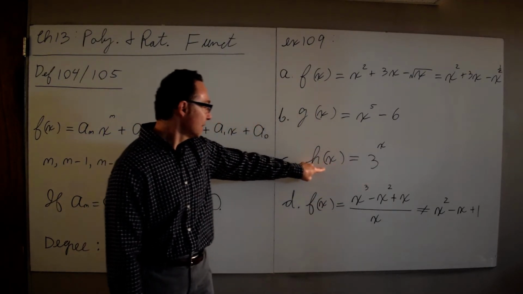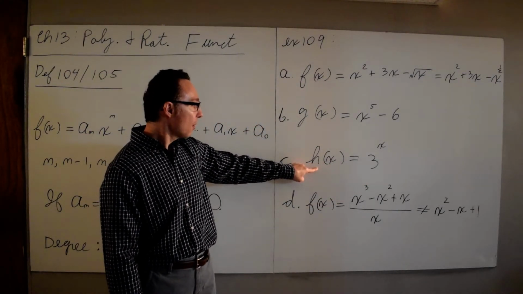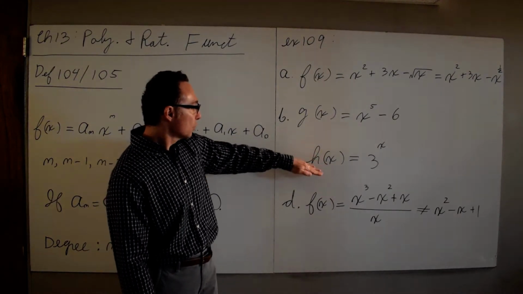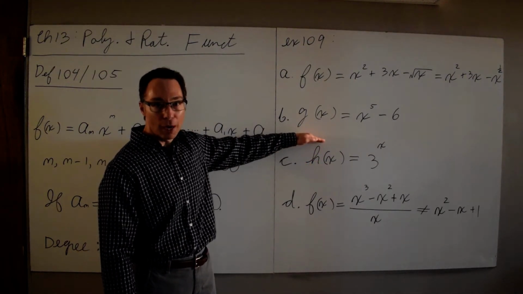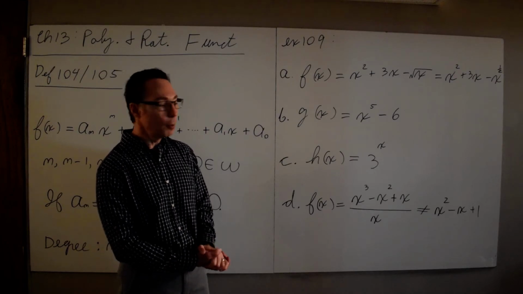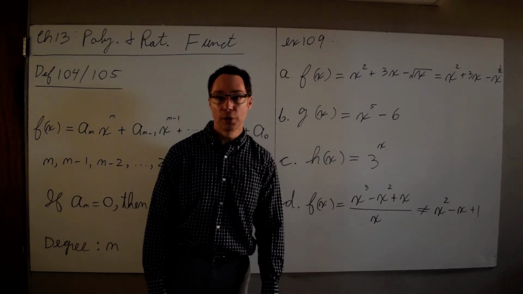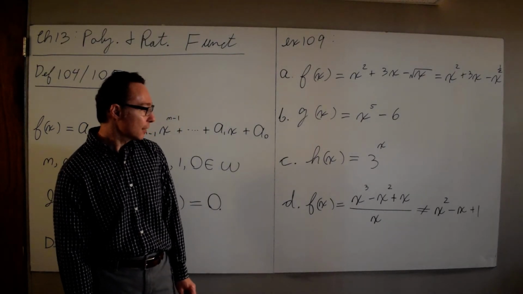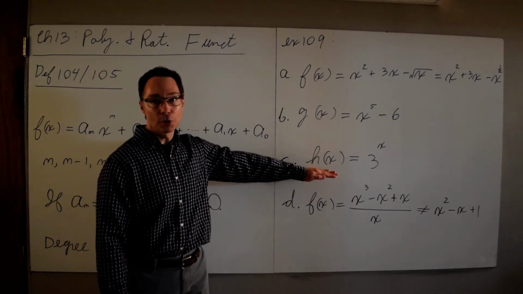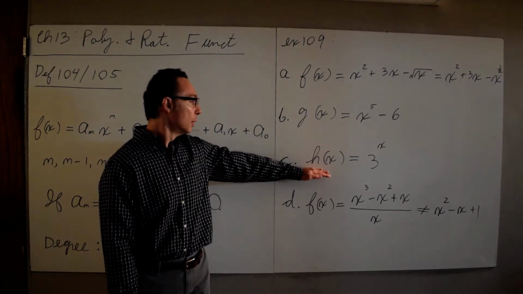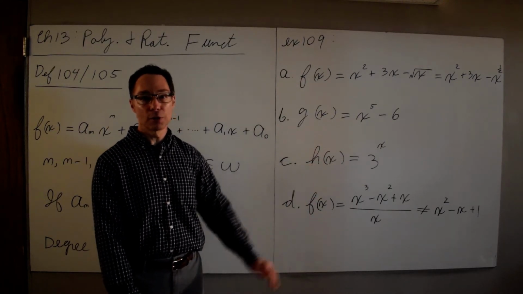This function is not a polynomial. If this were x to the 3rd power, it would be a 3rd degree polynomial, but it's not. It is what we call an exponential function. So we have 3 to the x. Exponential functions are something that you'll study in Calculus 2. We don't do much with exponential functions in Calculus 1.